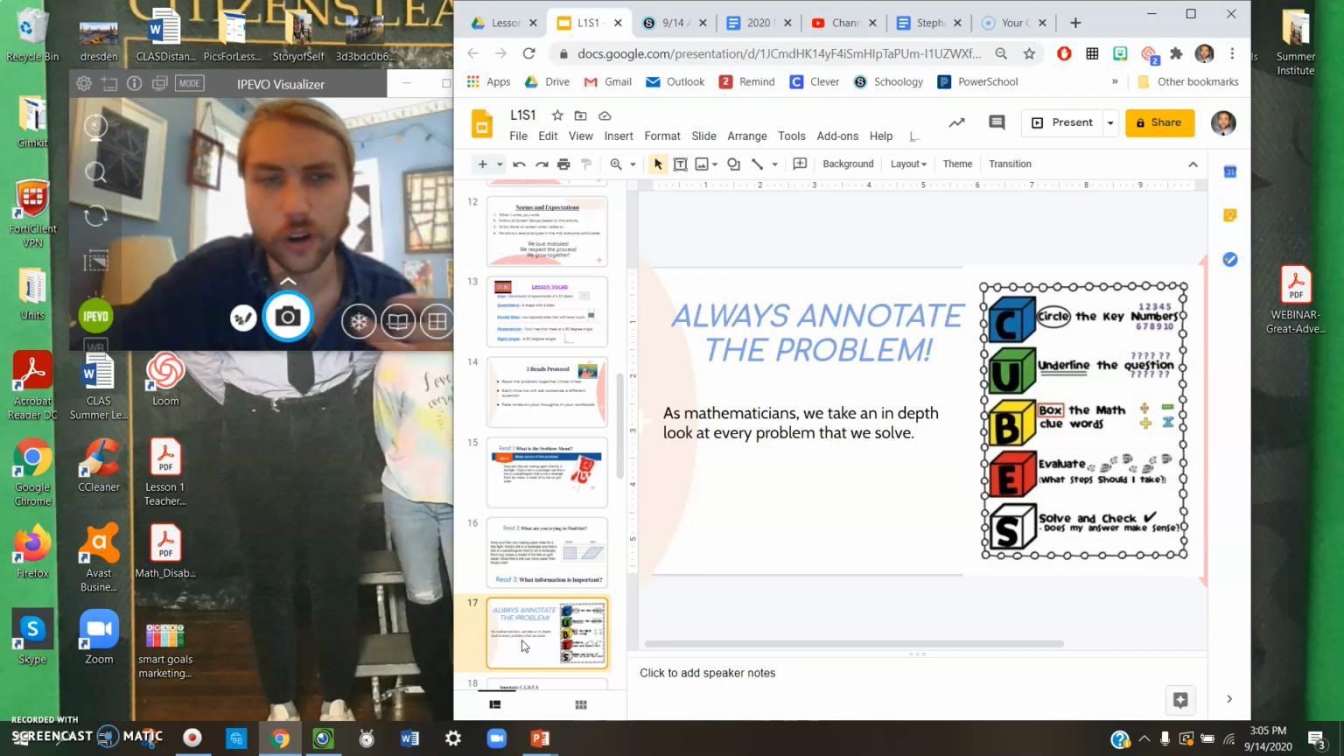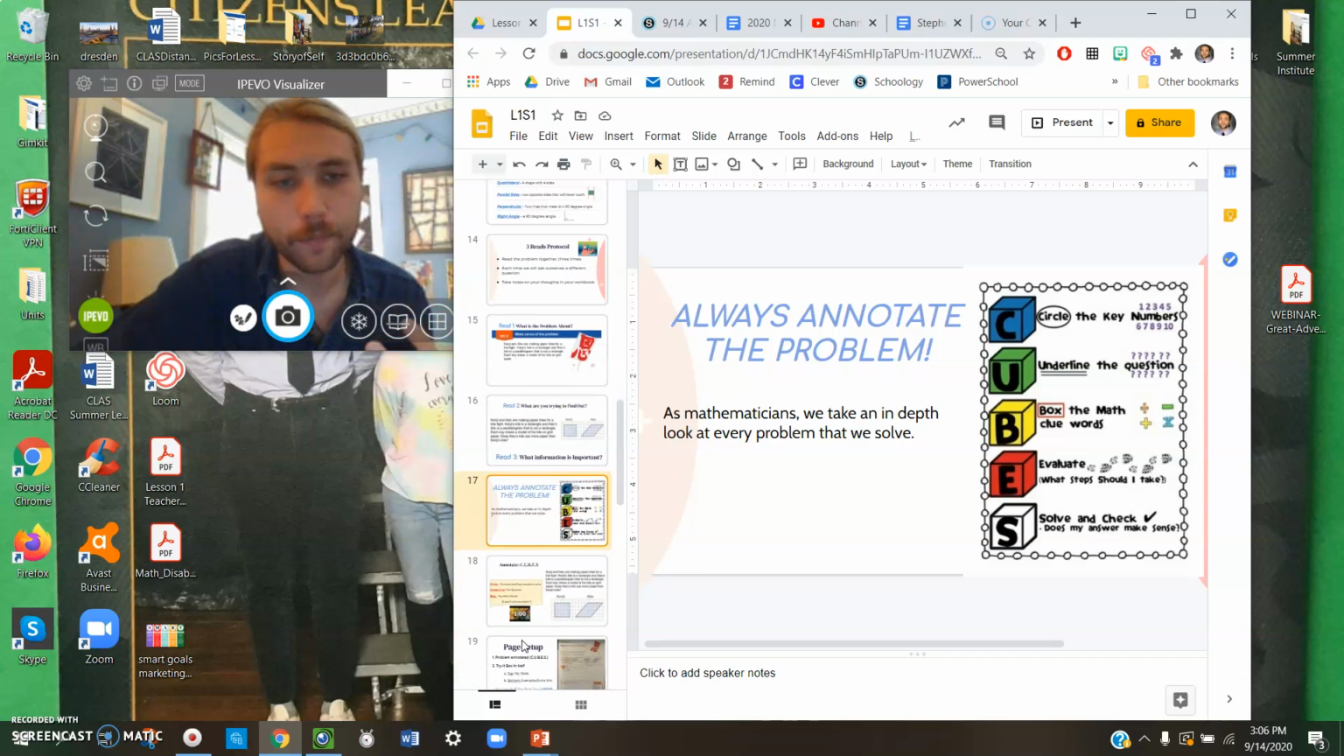So you are going to circle the key numbers. You are going to underline the question. You are going to box the math words. The image here shows words that could represent the operation, whether addition or subtraction, words like area, and so on and so forth. And then evaluate and solve. Evaluate and solve aren't necessarily the process of the annotation. That comes after the annotating. We'll look at that more in a second.